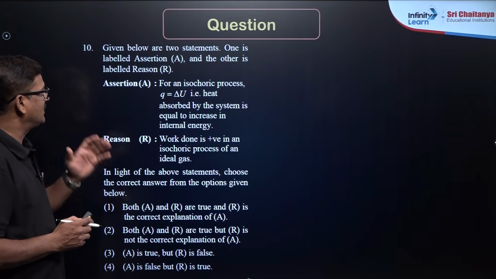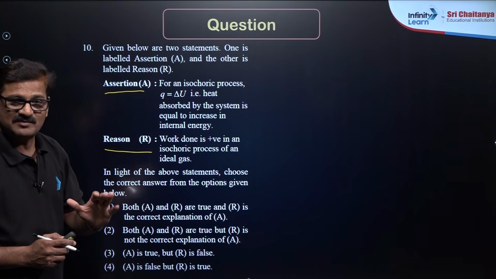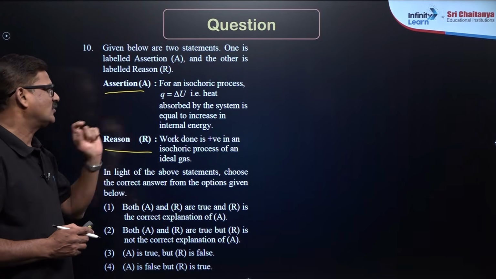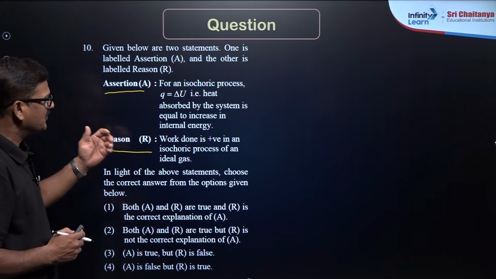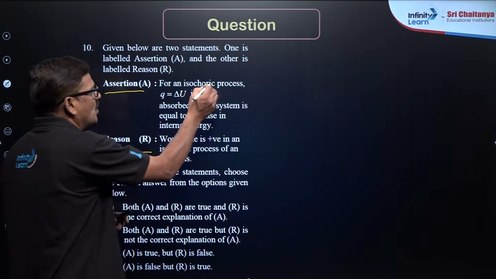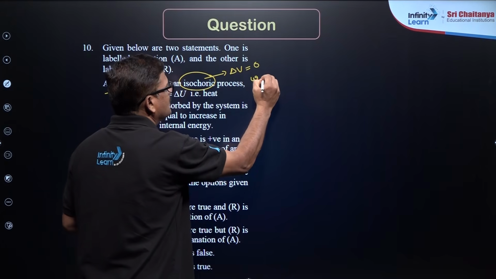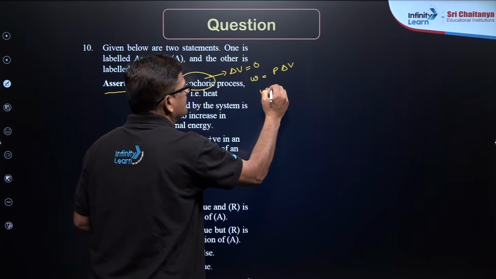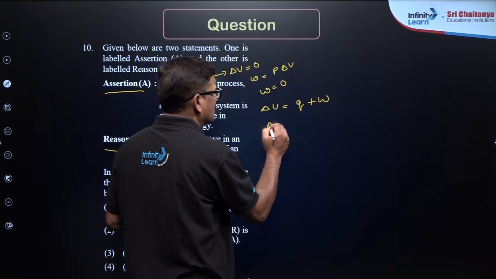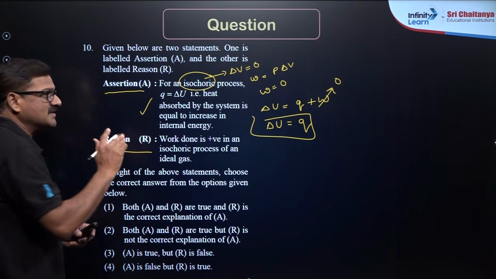Students, this is again an assertion and reason type question. This type of question is more prone to appear in the NEET examination, you can expect it. It is given that for an isochoric process, Q is equal to delta U. Heat absorbed by the system is equal to the increase in internal energy. In an isochoric process, delta V is equal to 0, therefore W is equal to P delta V, which is 0. Delta U is equal to Q plus W, so delta U is equal to Q because W is found to be 0. As a result, this statement is correct.